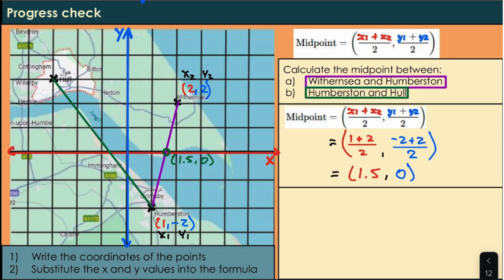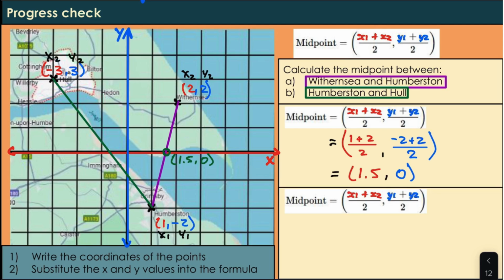Our second question, Humberston and Hull. Our x value for Hull, -3. Our y value for Hull, look on our y-axis, it is a y value of 3. It doesn't matter which point we label as our first or our second. We will simply label Hull as being our second point. So we have x2, y2.